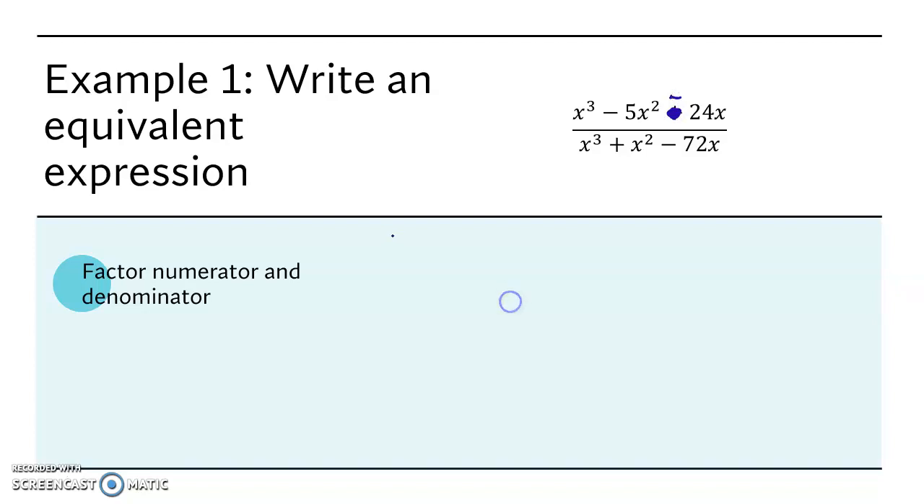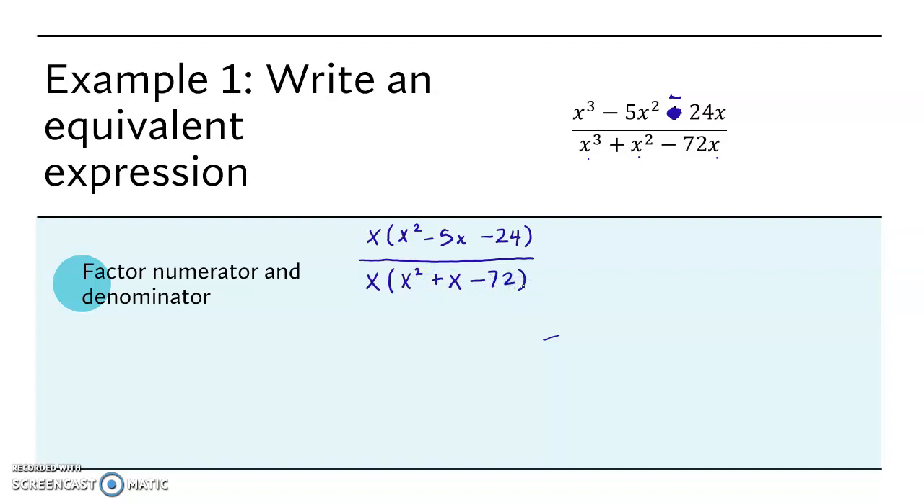All right, so I'm going to start with my numerator. I'm going to factor out an x. So I get x times x squared minus 5x minus 24. I just noticed that every single term in the numerator had an extra x in it, so I could factor an x out. I noticed that that's also true in the denominator, so I can take an x out of the denominator as well. This one has an x cubed, this one has an x squared, that one has an x, so I can divide all of those terms by x, and I have x times x squared plus x minus 72.